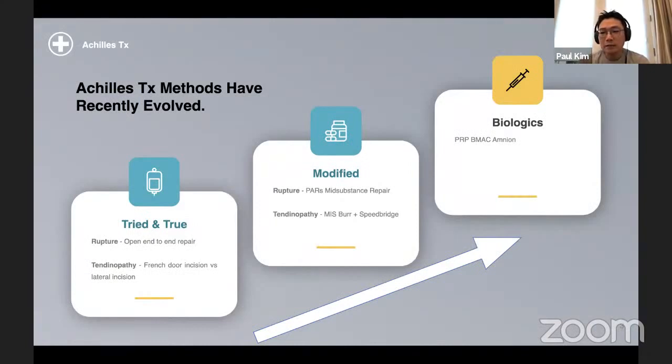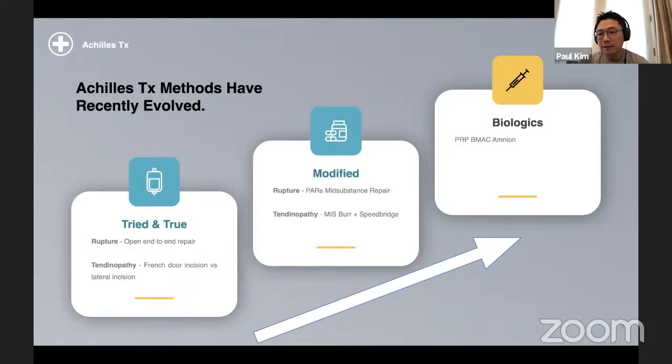So if you look at the evolution of Achilles treatment, it has recently evolved. So the tried and true: if you have an Achilles rupture that's going to be treated surgically, it's typically an open end-to-end repair using Krackow sutures, knottable sutures of some sort, like FiberWire. When you talk about tendinopathy, it's usually the large French door incision where you go midline, you detach the Achilles, debride the calcaneus, or you can go from the lateral side with another large incision, debride the calcaneus.